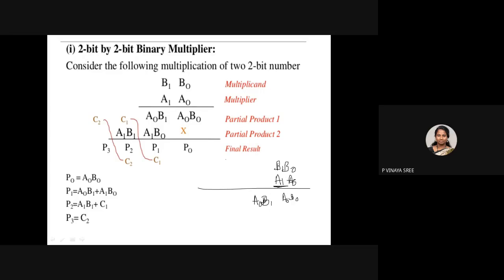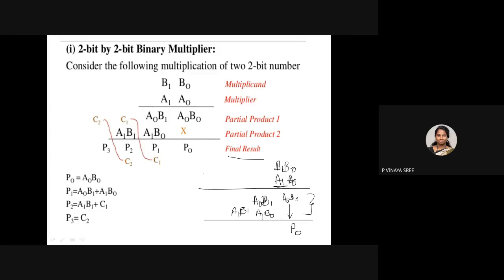So it is shifted one bit position to the left. Here A1 B0, A1 B1. These are your partial products, partial product 1 and partial product 2. You need to get the final result. For this, what we need to do is this has to be taken as it is, so it will be considered as P0.